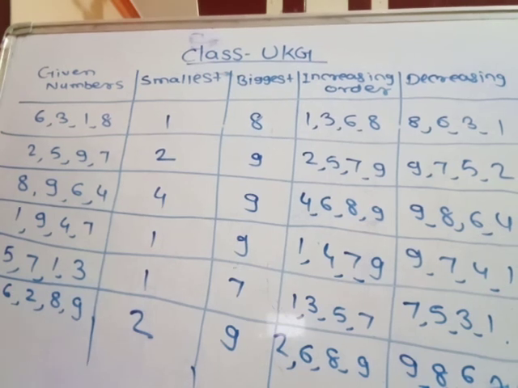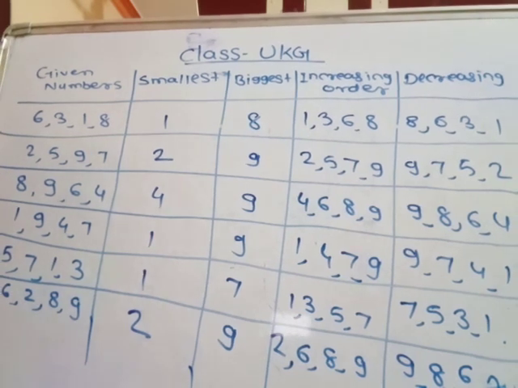In these 4 numbers, which is the smallest number, biggest number, increasing order, in this ascending, the number smallest to the biggest one, and decreasing order means descending order of these numbers, means the numbers written from the biggest to the smallest.